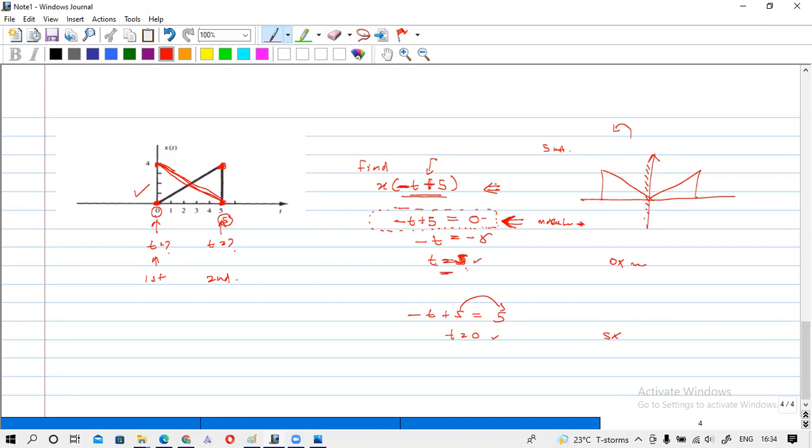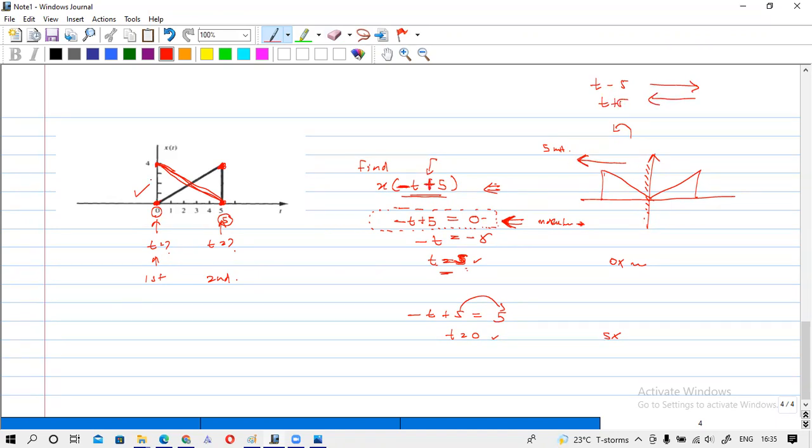So I got the mirror image. Here it is. Now it is plus 5. Plus 5 means normally it should be shifted this way. We have learned it. If t minus 5, it is shifted to this way, and if t plus 5, it is shifted to this way.